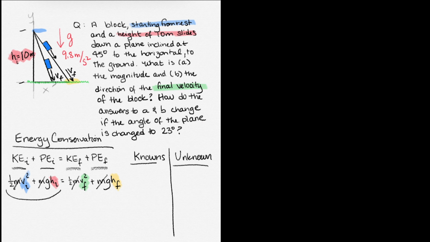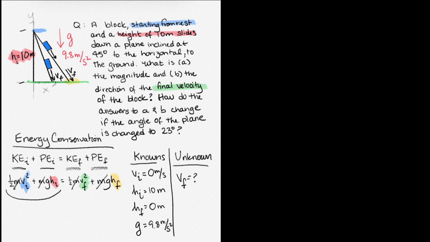And what you see is we know that V sub I equals 0 meters per second. That's from rest. H sub I equals 10 meters. And H sub F equals 0 meters. Our unknown is V sub F. That's what we're being asked to solve for.